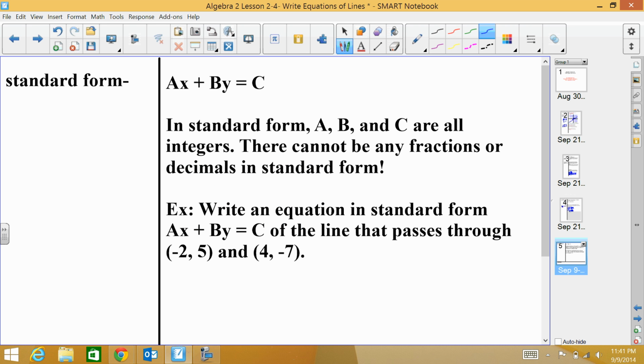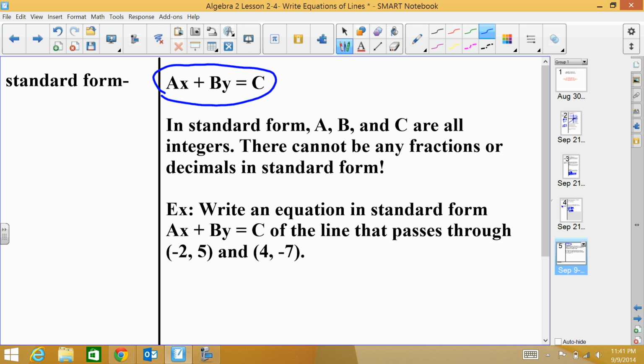Okay, we have one more thing to learn, and that is standard form. We kind of practiced this last time. Standard form is when you have ax plus by equals c. You will need to have that memorized for the quiz and the test. And a, b, and c are all just numbers.